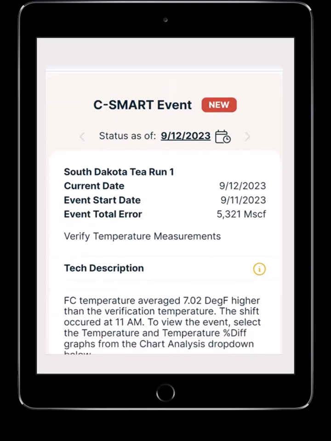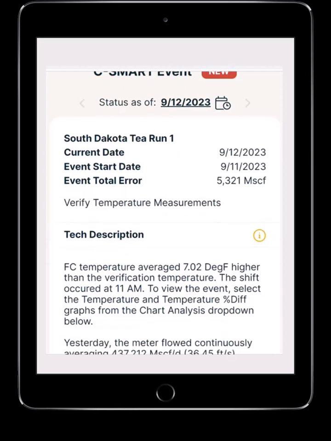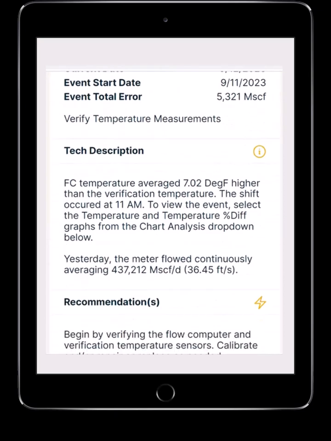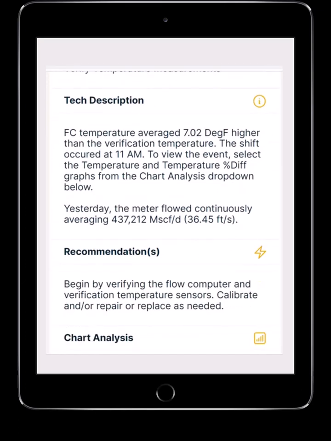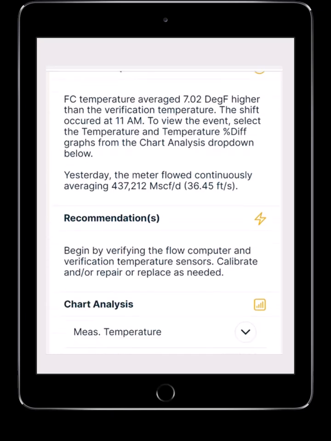Our current day is the 12th, and this started on the 11th. Since this problem began, in the last day, it's already caused 5,000 MSCF in error. Our technical description here is that the flow computer temperature averaged 7 degrees higher than the verification temperature. And of course, that's a very large difference between two RTDs trying to measure the same temperature. The shift occurred at 11 a.m. To view the event, select the temperature and temperature percent difference graphs from the chart analysis dropdown. We'll do that in a minute.